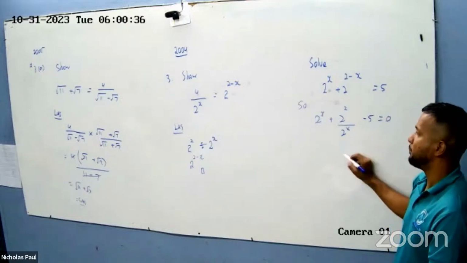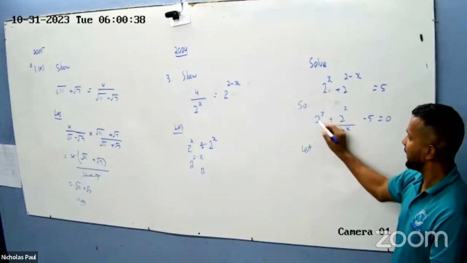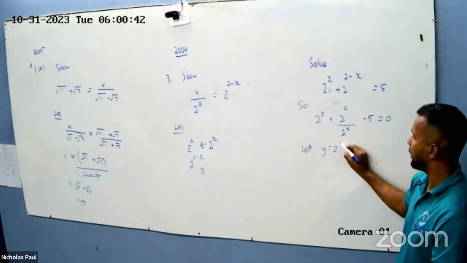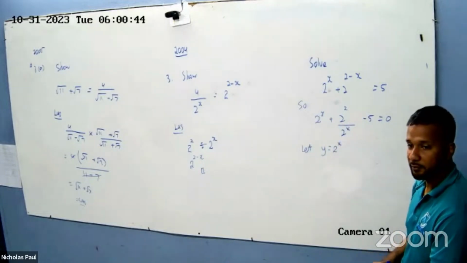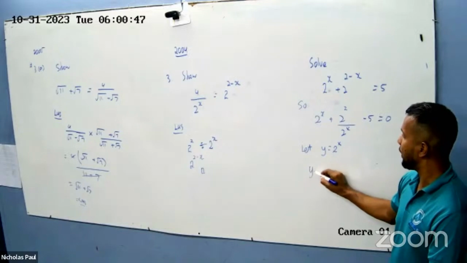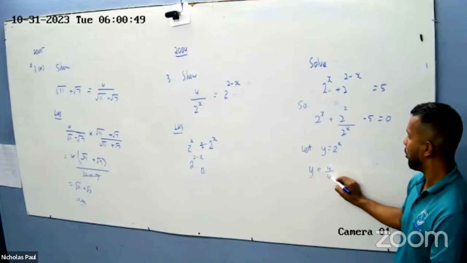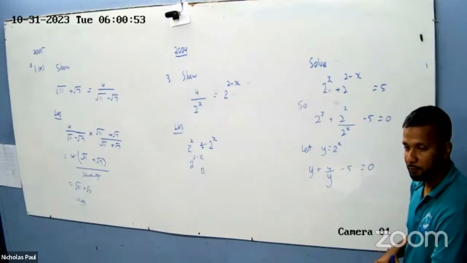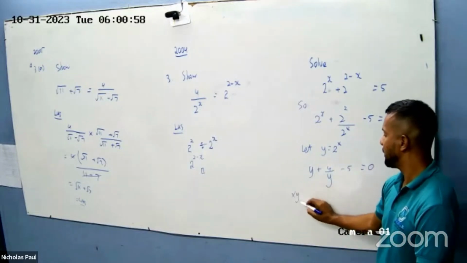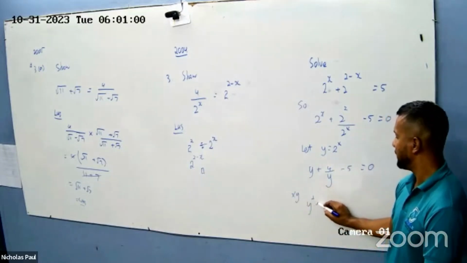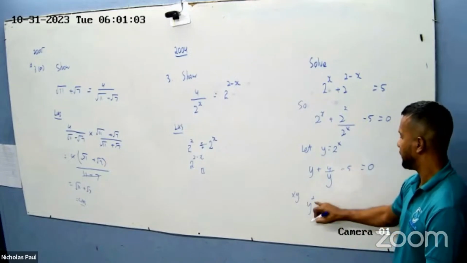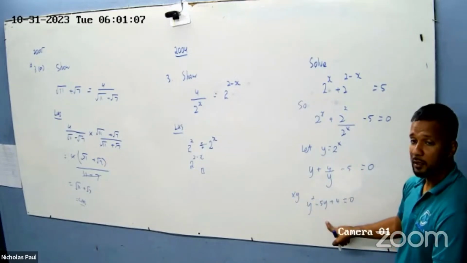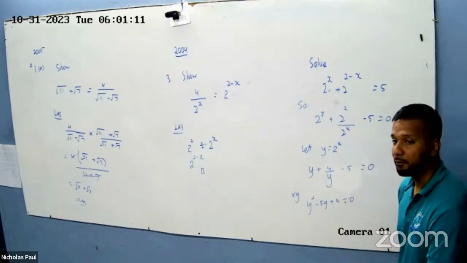Okay, you can multiply, or this is looking kind of confusing, so we can let y equal 2 to the power of x. Right? So we're going to get y plus 4 all over y minus 5 is 0. What's the next step? Multiply by y. So you'll get y squared, minus 5y plus 4. And we have our disguised quadratic.